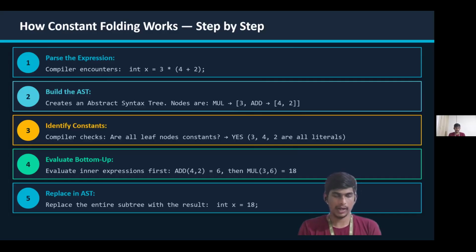So here we have to identify the constants first. In this expression, the constants are 3, 4, and 2. First, the compiler checks whether all the leaf nodes are constants or not. If yes, 3, 4, and 2 are literals here.